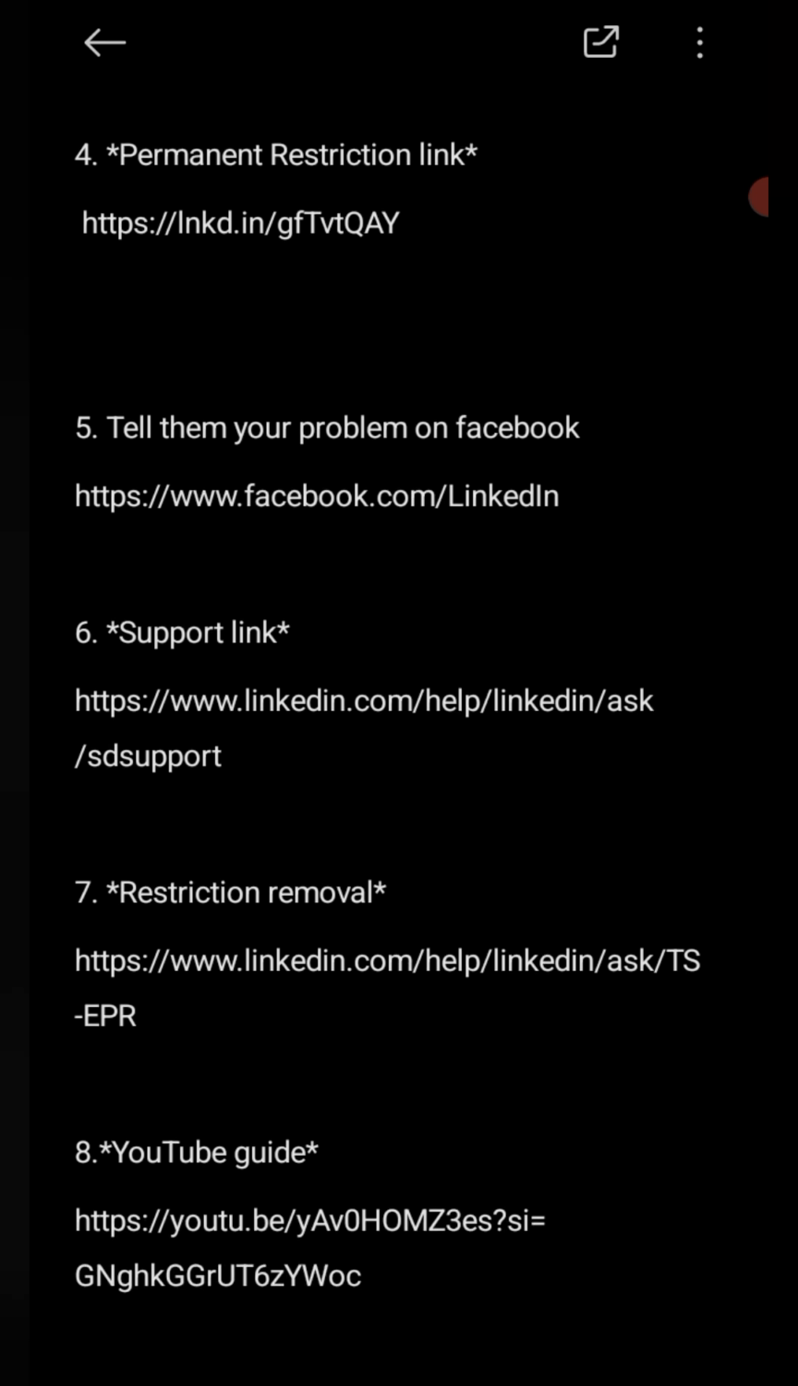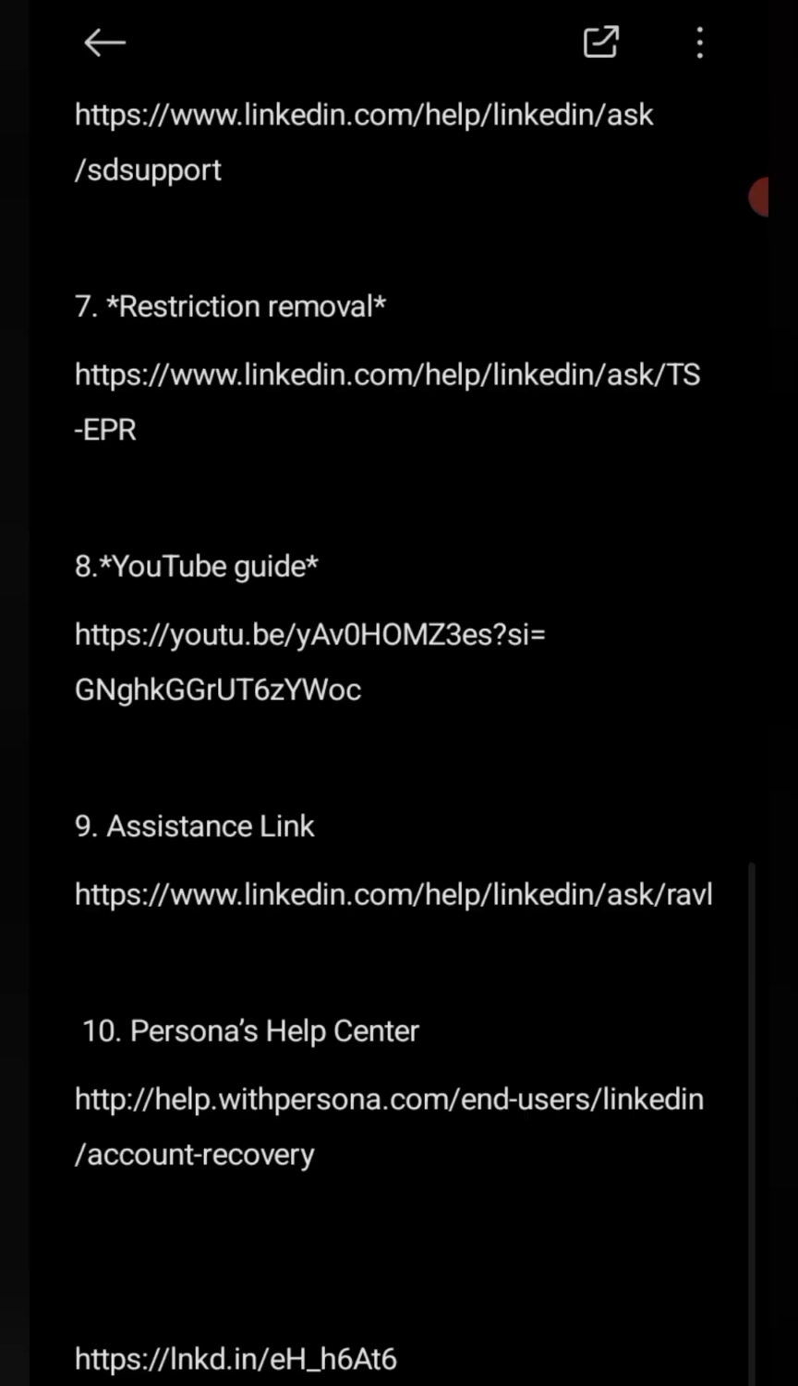Then normal removal of restriction. Your first restriction, you want to remove your restriction without your ID, or you don't have an ID. This is the link to use. And they also have a YouTube guide from somebody that has done this, that will guide you through everything.